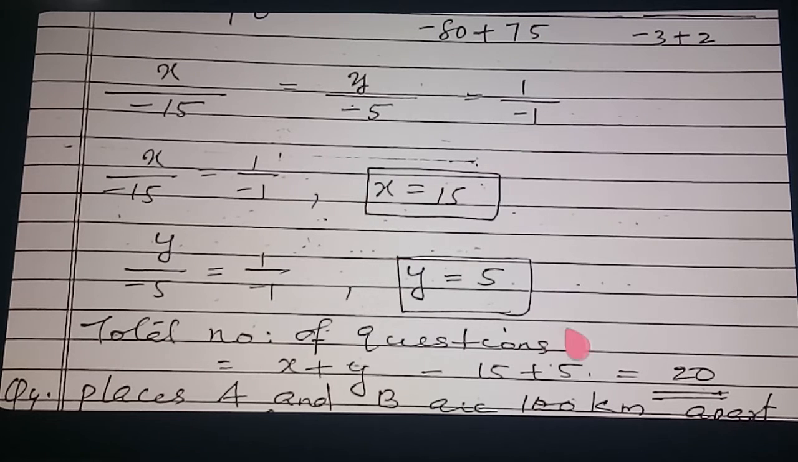Therefore, total number of questions: correct answer questions how many? 15. And wrong answer questions how many? 5. So total how many questions? 15 plus 5, 20 questions. Okay, clear now? Yes. Now we will move to the next question.